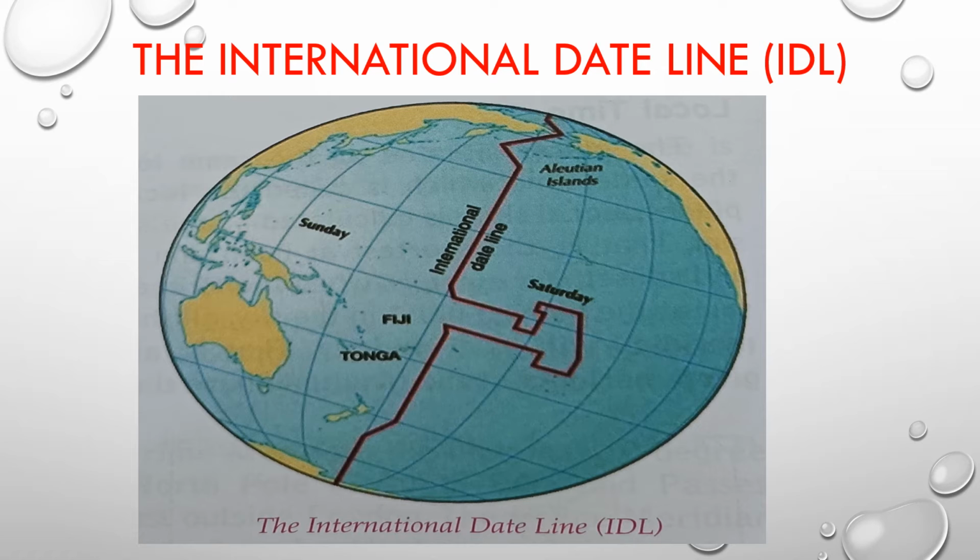So to clarify this confusion, the 180 degree meridian has been declared as the international date line, as per the decision made by the International Meridian Conference in 1884. Now there is no confusion regarding this. The 180 degree meridian has been declared as the international date line, which fixes the date for the whole world.